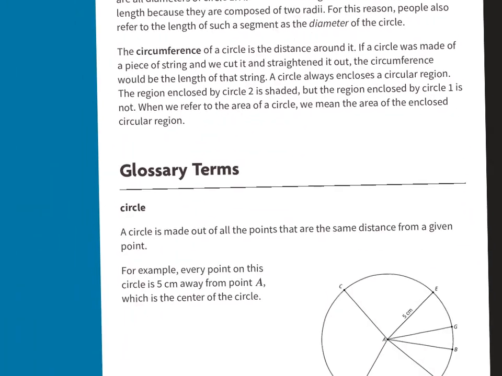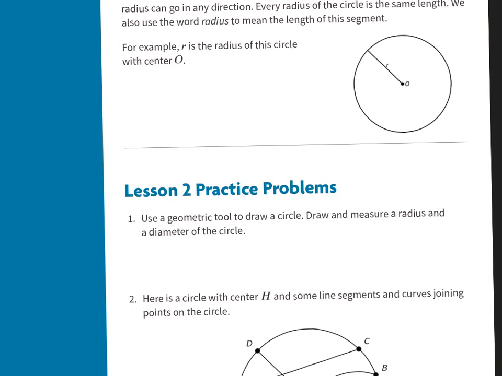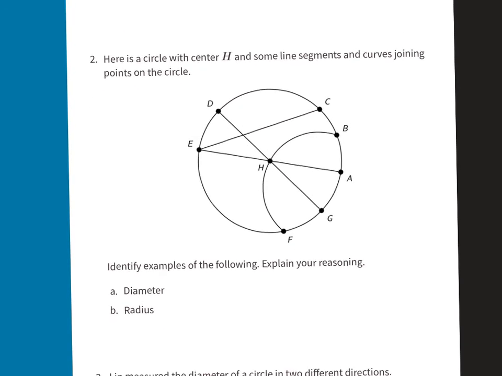So if we look at our assignment today, it's going to be on Canvas. It says, here's a circle with center H and some line segments and curves joining the points on the circle. Identify examples of the following. Explain your reasoning. So we need to come up with a diameter. There's 2 of them. Remember, diameter goes from the opposite edge across through the middle to the other edge. So there's 2 different choices you could choose for the diameter. And then the radius, remember, goes from the center of the circle to the edge in a straight line. Okay, and there's 4 different options you can do for that one. Okay, now there's also other extra lines in there just to confuse you.